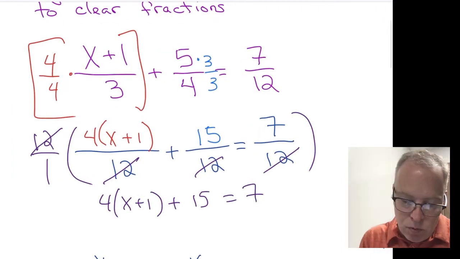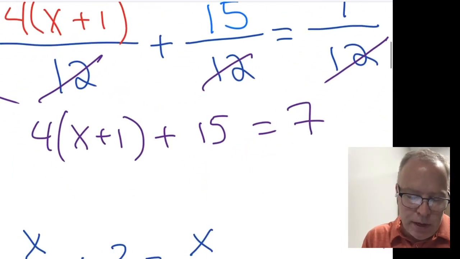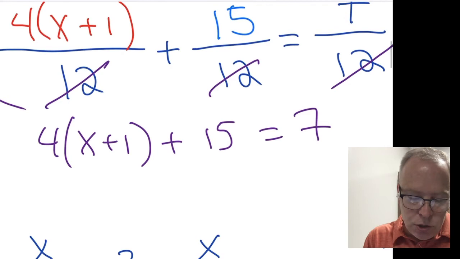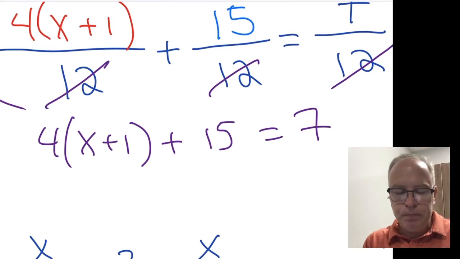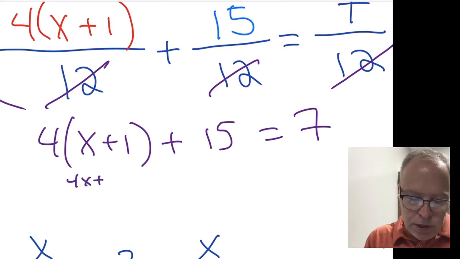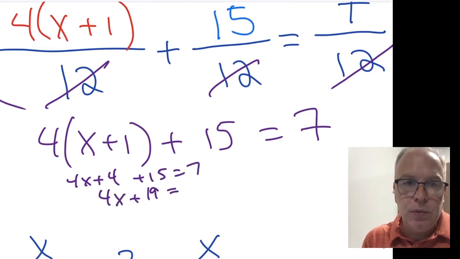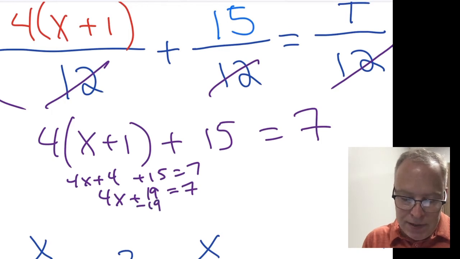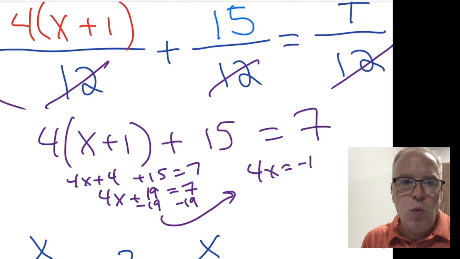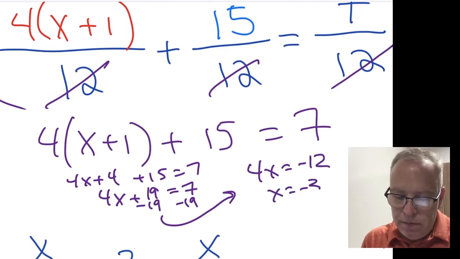And I'm kind of running out of room here, so I could zoom in and write smaller, I guess. So this would be 4x plus 4 plus 15 equals 7. 4x plus 19 equals 7. I now minus 19 on both sides. I'm going to come over here. 4x equals negative 12. x equals negative 3.